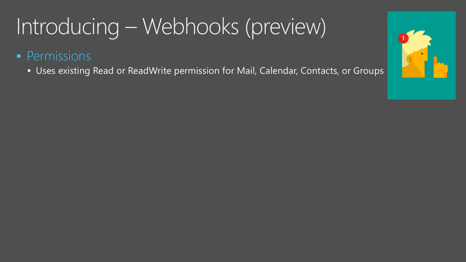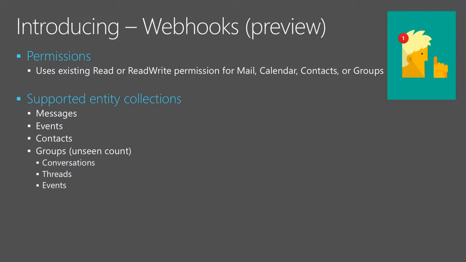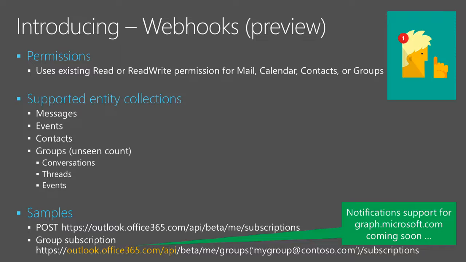So let's go ahead. First one is the webhooks or push notifications. What this really is, it allows any app to get notifications from our service when anything in the mailbox has changed, whether new things have been added or updated or deleted. So it eliminates the need for the app to keep polling the service and subscribe to notifications. So today we have support for messages, events, contacts, and groups. And in groups we have support for conversations, threads, and events.